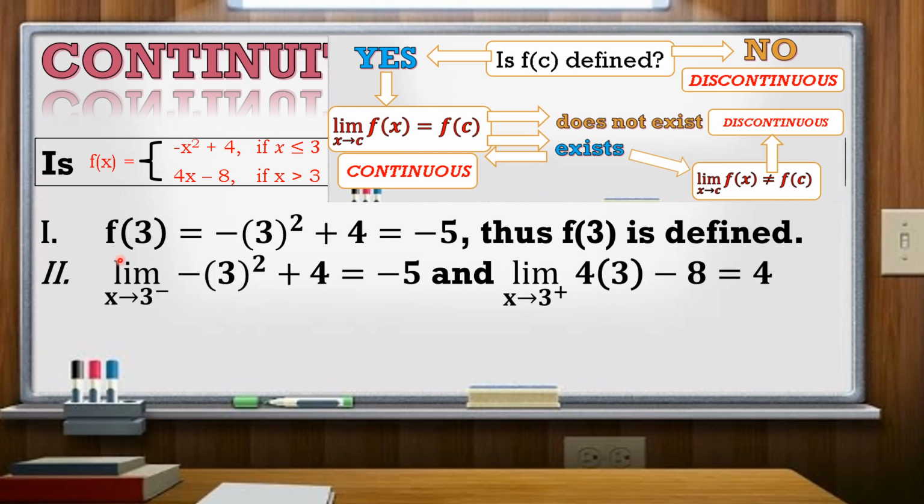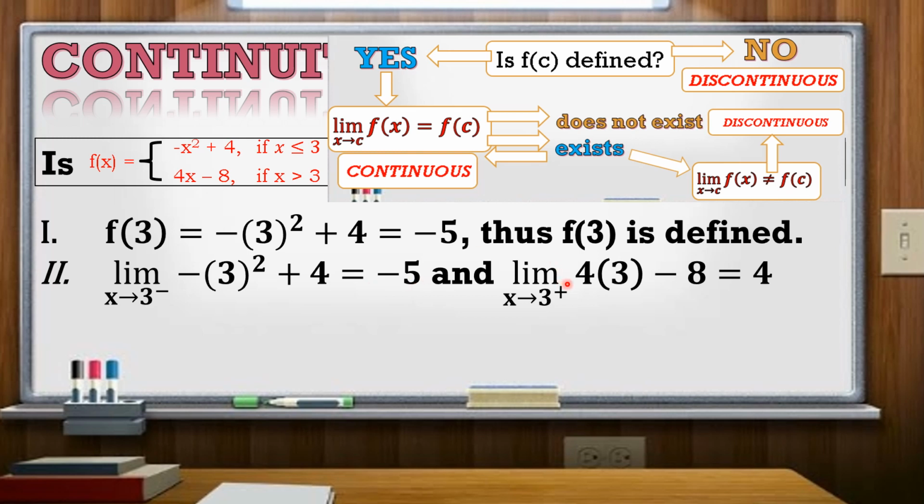So sa left-hand limit, as x approaches 3 negative naman, we will use the condition x is less than 3, since negative denotes that the values of your x are less than the value of your c. That is x less than 3. So ano yung functions ng x less than 3? Eto, same lang din kanina. So we will evaluate, that is negative 3 squared plus 4 or simply negative 5.